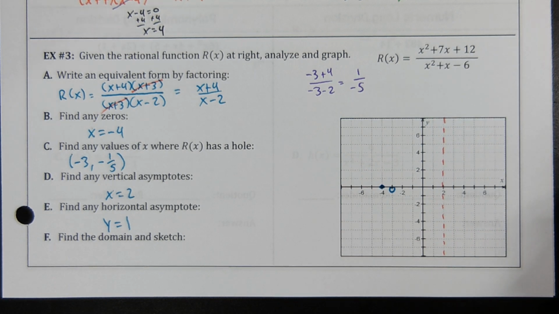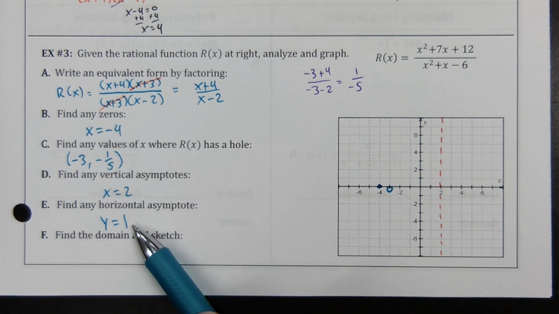Now, if it's a top-heavy function, meaning the degree of the numerator is larger than the degree of the denominator, you have to use long division to figure out what your asymptote is. If it's bottom-heavy, meaning the degree of the bottom is bigger than the degree of the top, then you do have a horizontal asymptote at y equals 0 every time. So this one's horizontal asymptote is y equals 1.